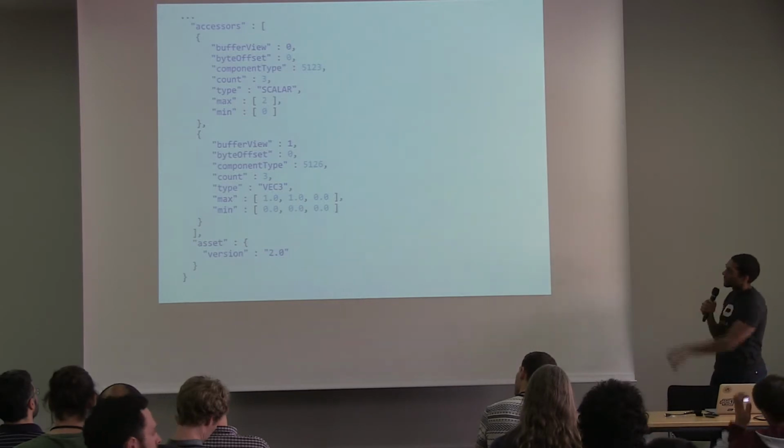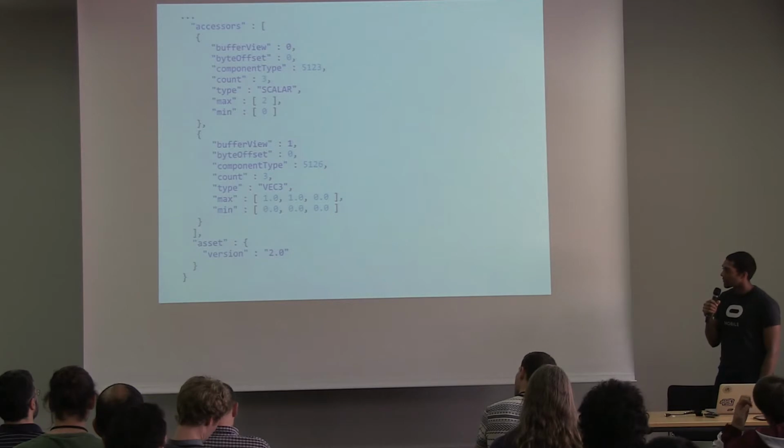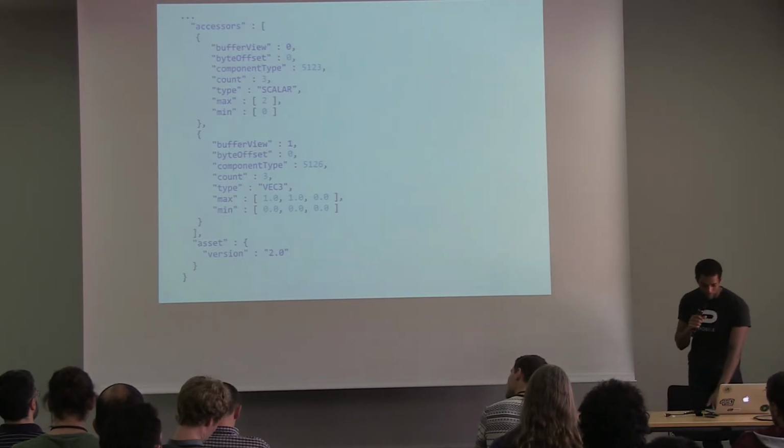And of course, the asset version is important. That's the glTF version. It tells the parser and renderer what kind of glTF you're rendering. So that's the hello world JSON.